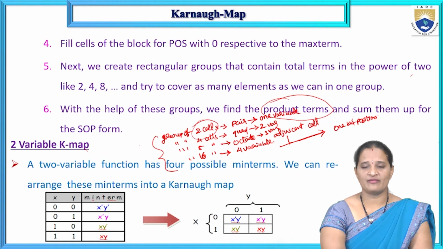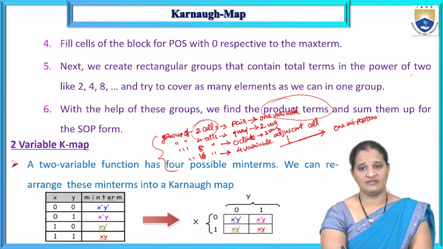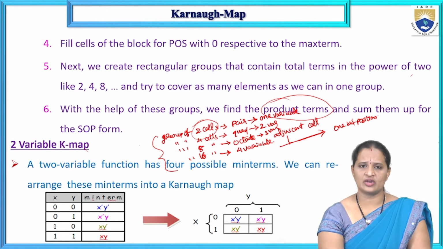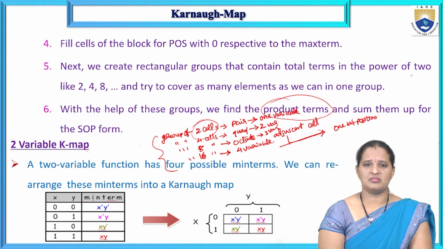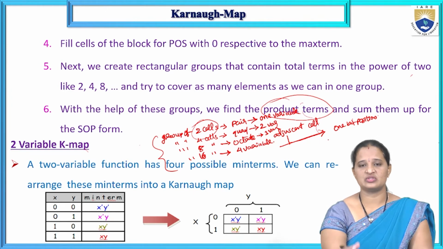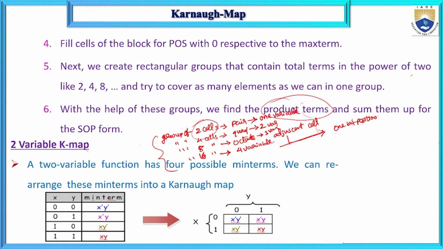Similarly, by forming a quad, that is a group of 4 cells, I can eliminate 2 variables. A group of 8 cells, I can eliminate 3 variables. A group of 16, I can eliminate 4 variables. So why am I eliminating the variables which are varying? Because my aim is to simplify the Boolean expression. So this is the algorithm, or step-by-step procedure, for simplifying a Boolean expression by using the K-map.